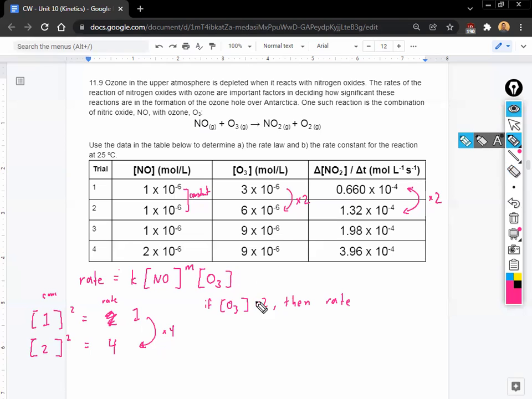So this is what we talked about very briefly last time. If m or n is equal to 1, it's going to have the same relative increase. That's why if it's times 2, the rate goes times 2. If I triple it, it's going to go times 3. It's going to have a 1-to-1 relationship. So the exponent for O3 is 1.